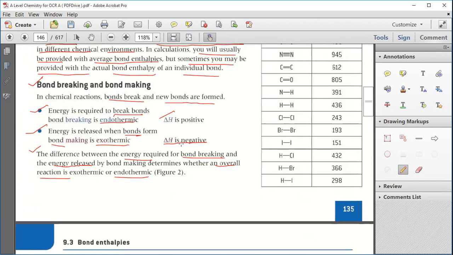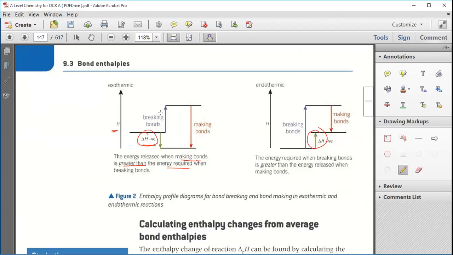Delta H will be negative when it is exothermic. Exothermic means energy is released when the bond formation happens. Whenever bond formation energy is more, then delta H will be negative, that is, it is exothermic in nature. Clear? In a similar manner, whenever the bond breaking energy is more, then delta H will be positive, meaning it is endothermic.